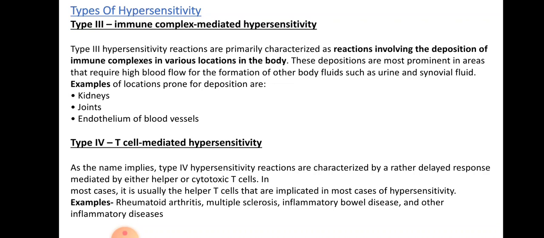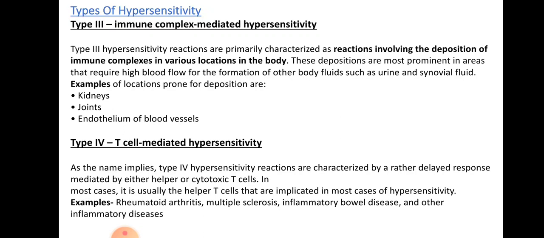Next is type 3 immune complex mediated hypersensitivity. Type 3 hypersensitivity reactions are primarily characterized as reactions involving the deposition of immune complexes in various locations in the body. These depositions are most prominent in areas that require high blood flow for the formation of other body fluids such as urine and synovial fluid. Examples of locations prone to deposition are kidneys, joints, and endothelium of blood vessels.